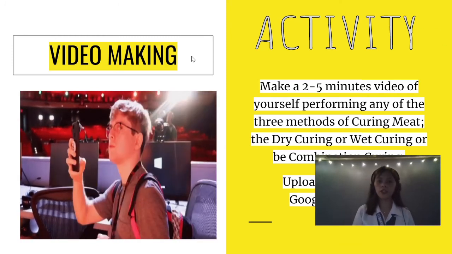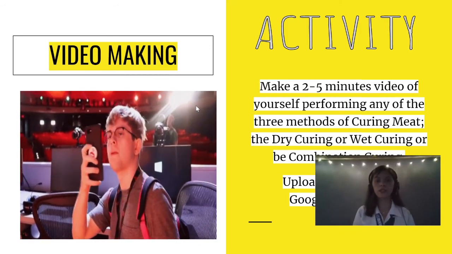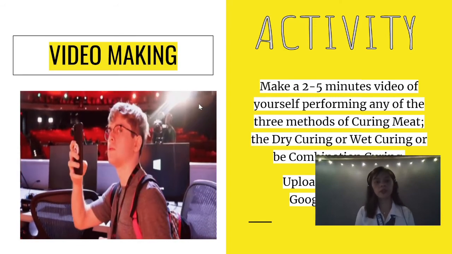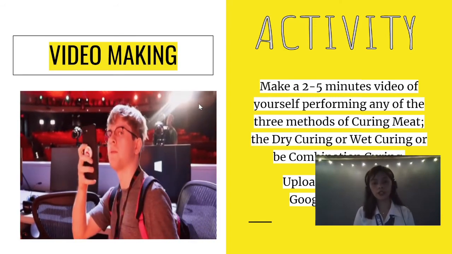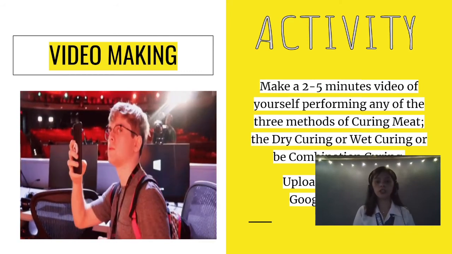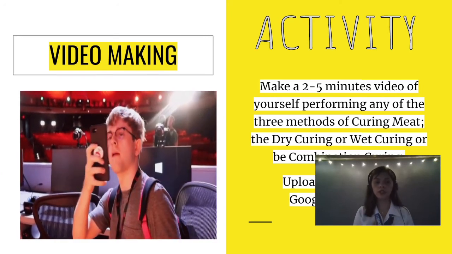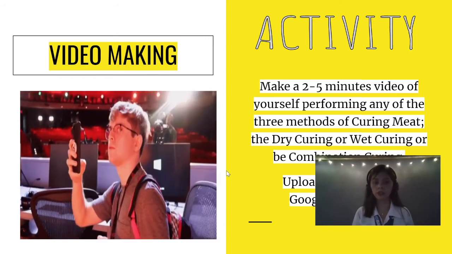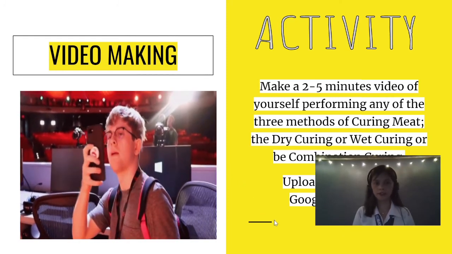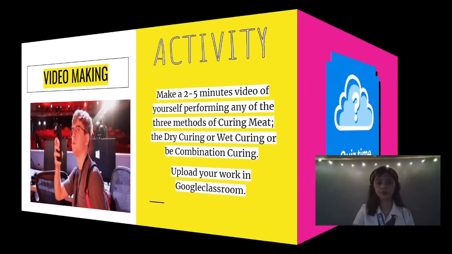In your activity, you're gonna do a video making. You're gonna make a 2 to 5 minute video of yourself performing any of the three methods of curing meat: the dry curing, wet curing, or the combination curing. You're gonna upload it into our Google Classroom. I'm gonna post an activity for that there, then you're gonna upload and submit it there. Any more questions about that? None. Okay, let us proceed.